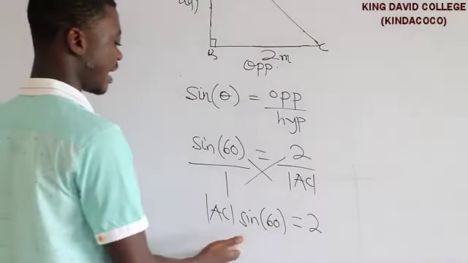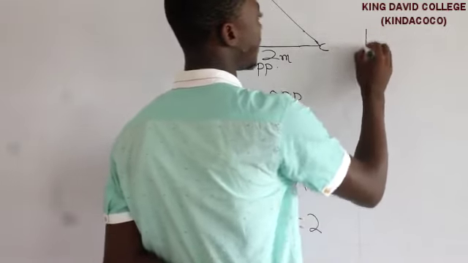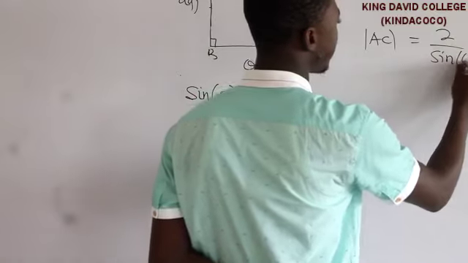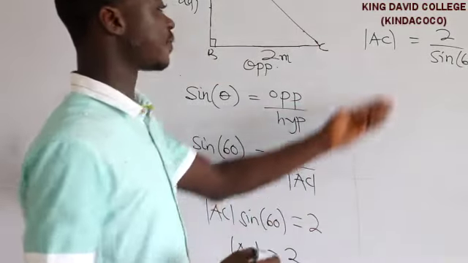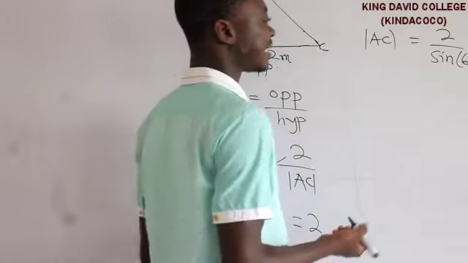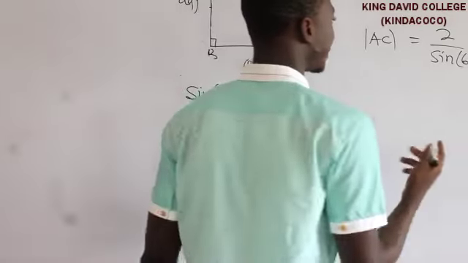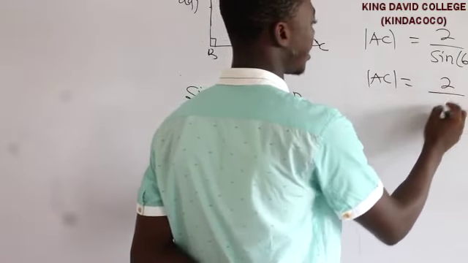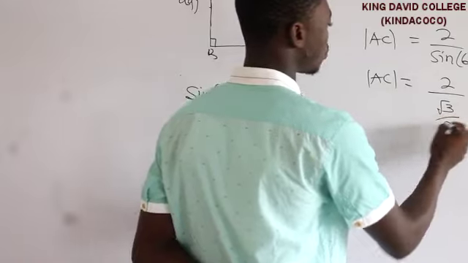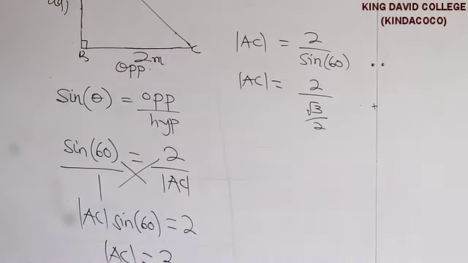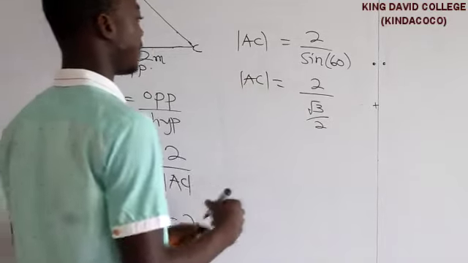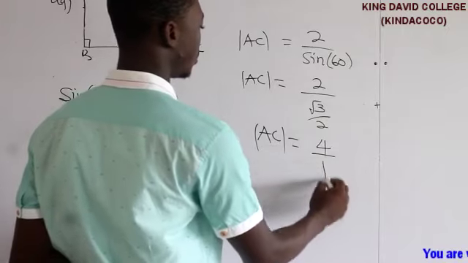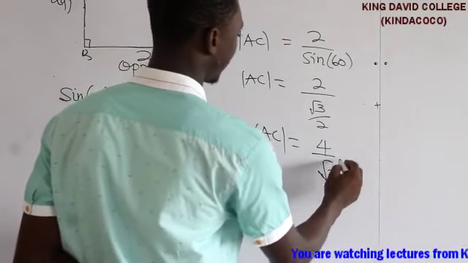So if you divide through by sine 60, my line AC is 2 over sine 60. Then you just have to punch this down, or know that sine 60 is root 3 over 2. So if sine 60 is root 3 over 2, then AC is going to be 2 over root 3 on 2. Then this is going to go up. So AC will become 4 over root 3, in meters.